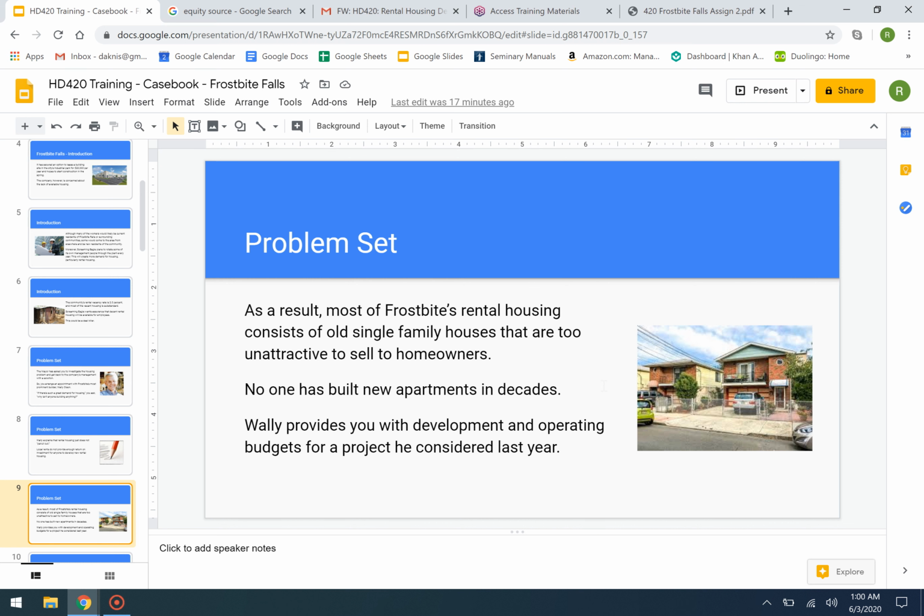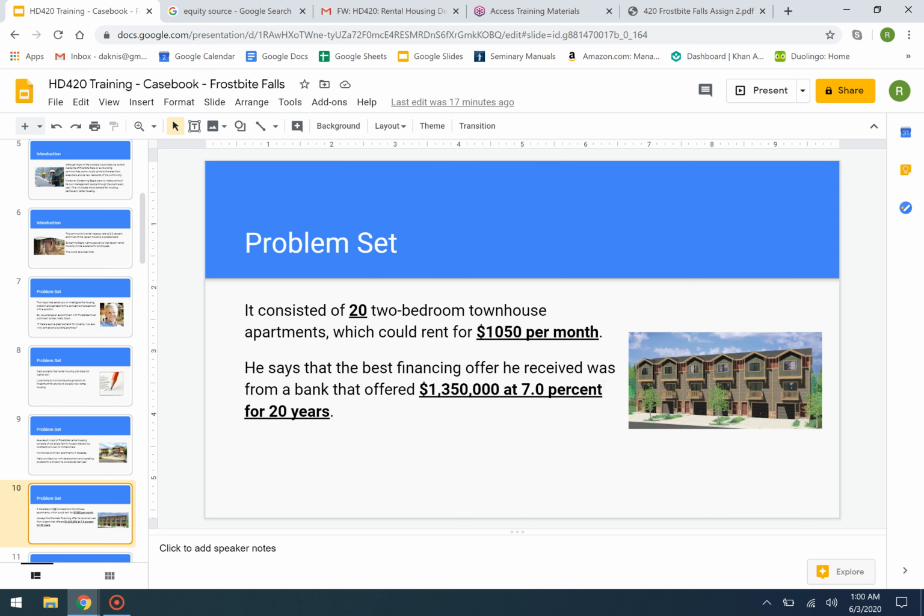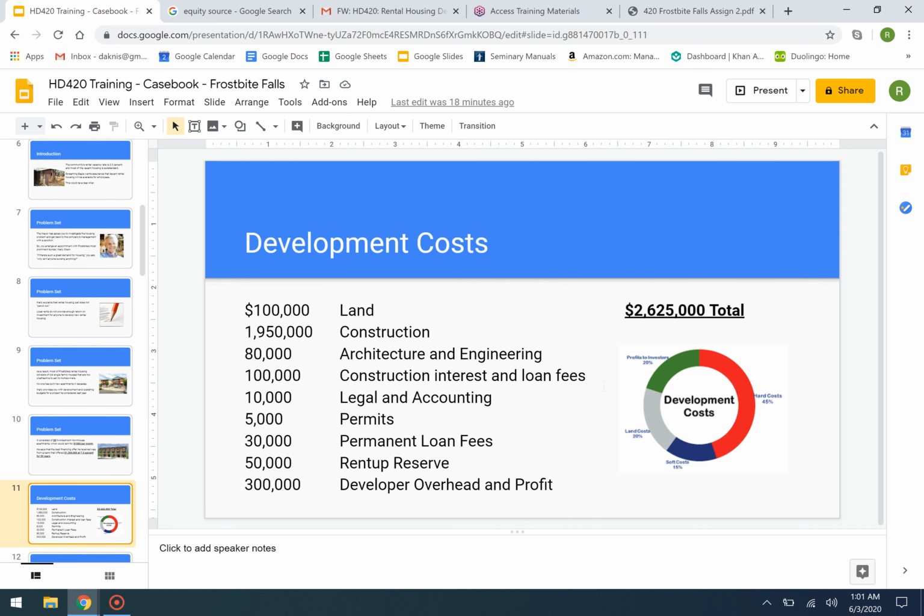And he tells you that he tried to do a deal last year. He gives you some specific information important to remember. A 20-unit bedroom house, 20 units at $10.50 per month, offered 1.35 at 7% interest for 20 years. So those are the important numbers to remember.